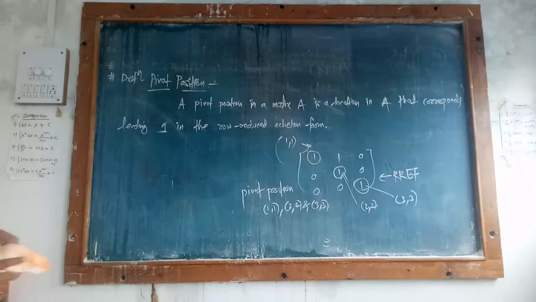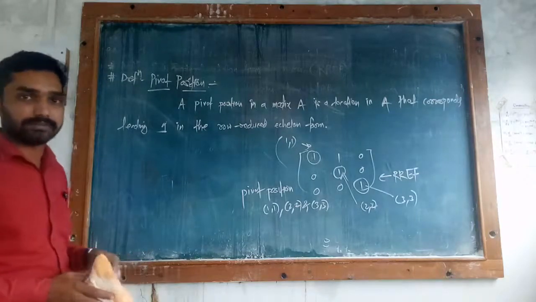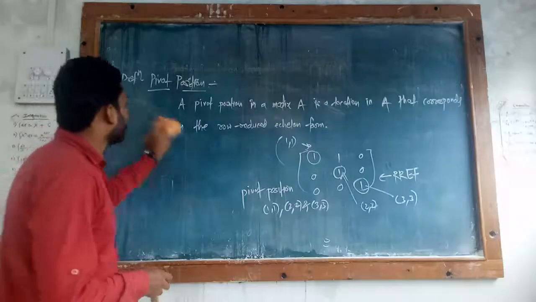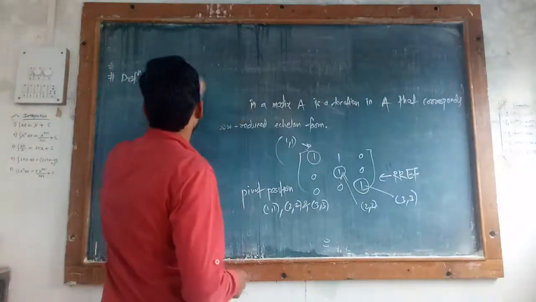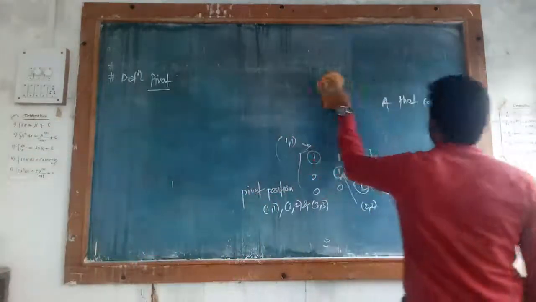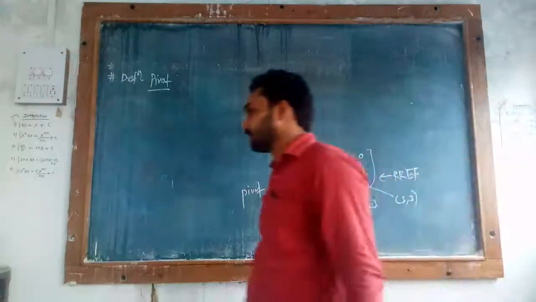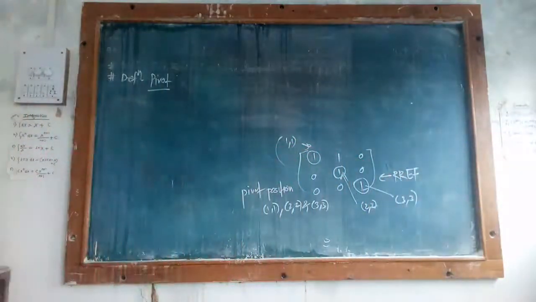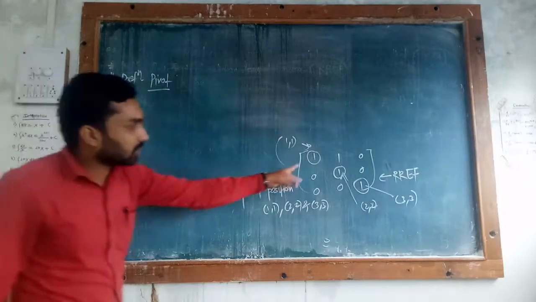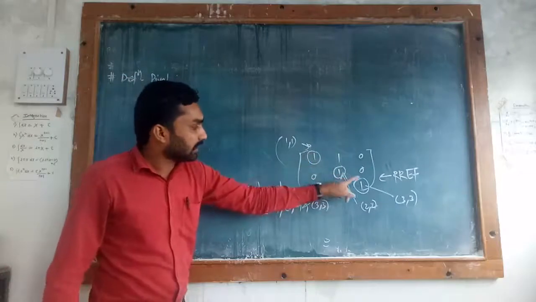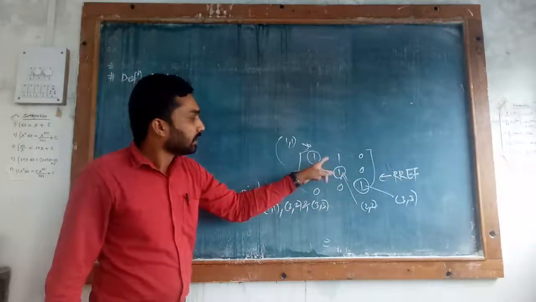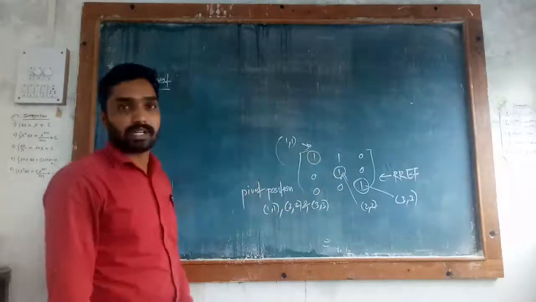Now we have to define what is meant by pivot column. But first, pivot position means in matrix A, if the matrix is in row reduced equivalent form, the position where the leading one is present is called your pivot position.